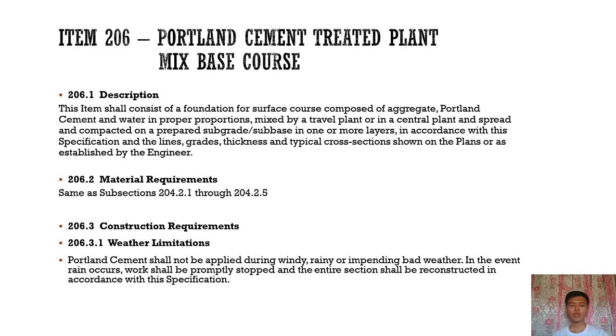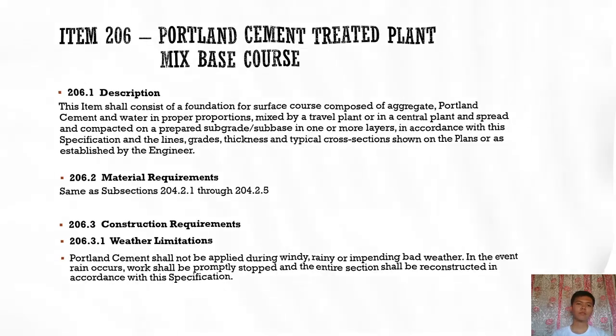Section 206.3 Construction requirements. Weather limitations. Portland cement shall not be applied during windy, rainy, or impending bad weather. In the event rain occurs, work shall be promptly stopped and the entire section shall be reconstructed in accordance with the specification.